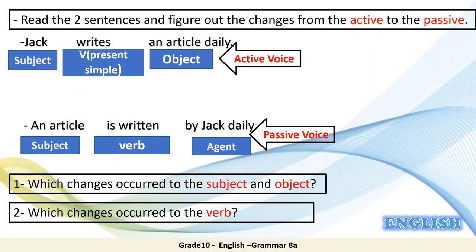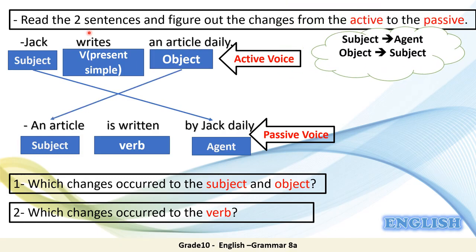You may ask yourself which changes occur when we move from the active voice to the passive voice. We are going to highlight the changes in this example and the example that follows. Let's read the sentence together. Jack writes an article daily. Active voice. When we change it into the passive, it becomes an article is written by Jack daily. Which changes occurred to the subject and object? Can you figure out? Very good. Here, the subject becomes agent and the object becomes subject.